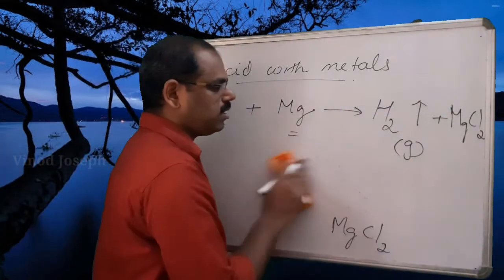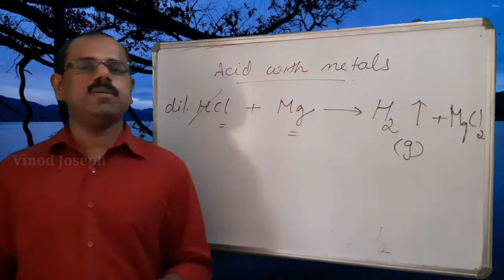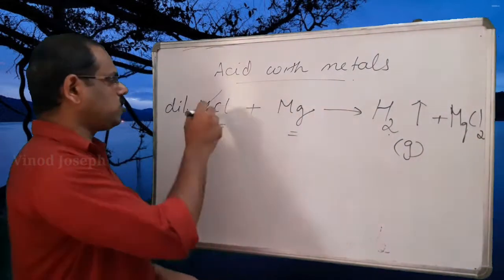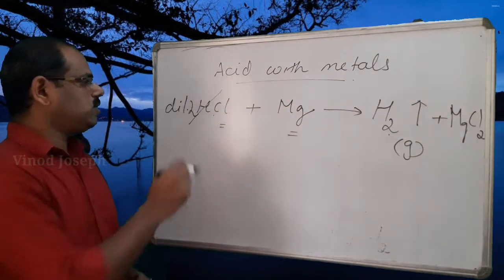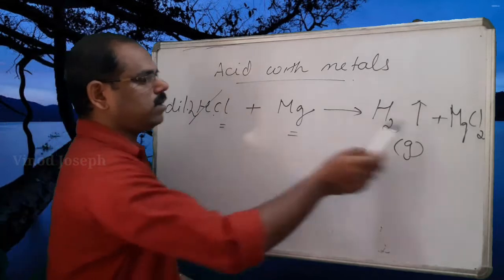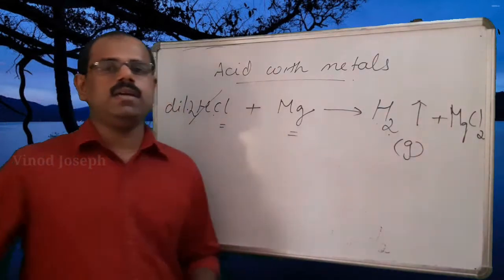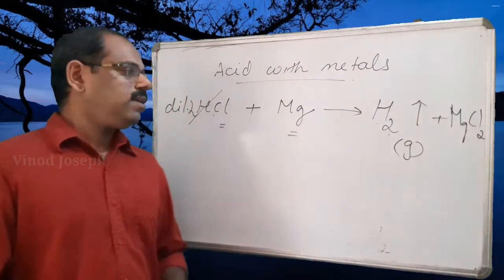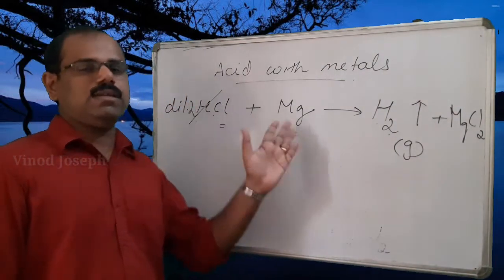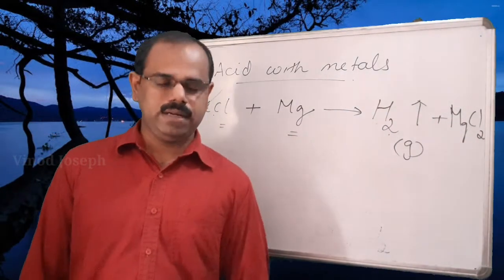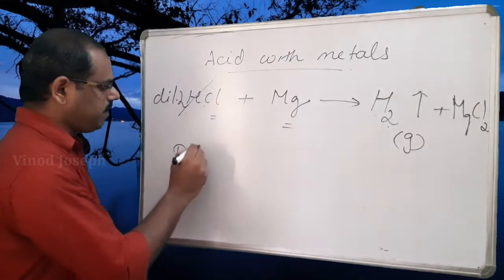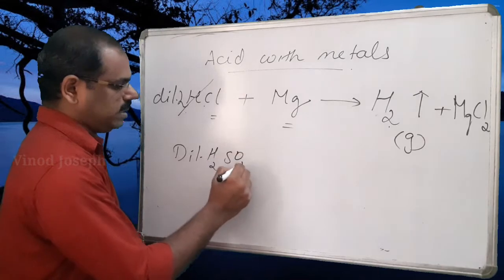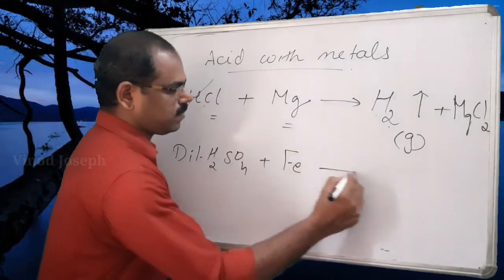Of course, every chemical equation is to be balanced. You see, 2 hydrogen, so 1 hydrogen, so make it 2. So 2 hydrogen, 2 chlorine, 1 Mg, 1 Mg. Always equations are to be balanced. Let us see, when an acid reacts with a metal, it releases hydrogen gas. See another example: dilute sulfuric acid reacting with iron.